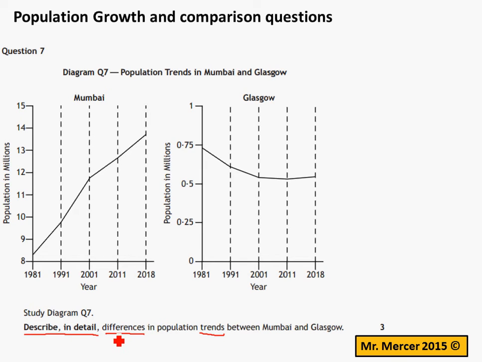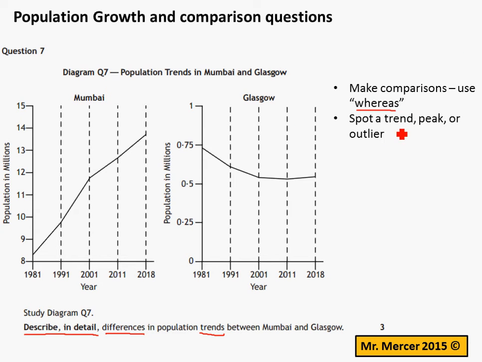In order to persuade the examiner that we are spotting differences between the two graphs, we need to use some comparative language. As you can see on the right hand side of your screen, I would make use of the word whereas to indicate that the first sentence on Mumbai is being compared to the second sentence on Glasgow. How do we do these descriptions then? Well, first of all, I would spot a trend, a peak, or an outlier.